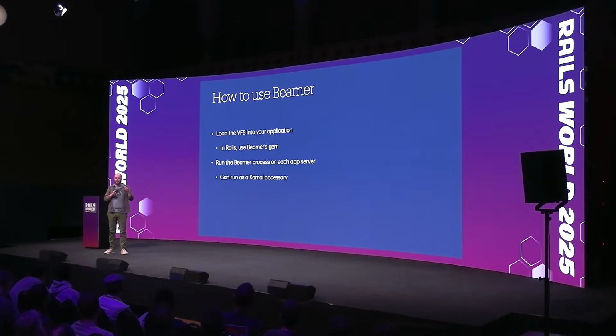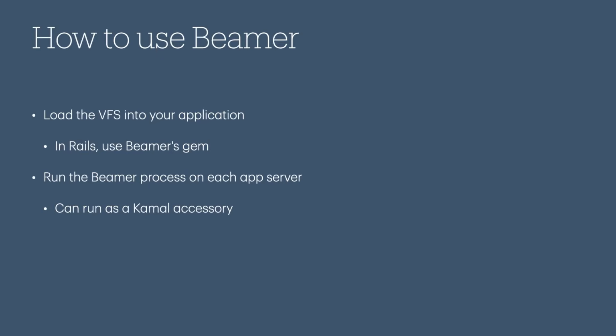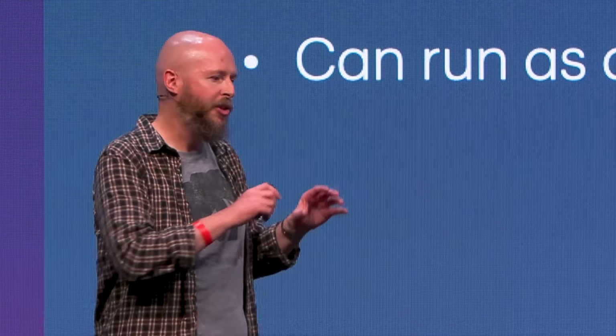Second part is that there's a Beamer process that runs on each app server. That process is responsible for things like the network traffic between the nodes and responding to commands that you run and so on. That's a Docker image, so you can just add that to your Kamal deployment as an accessory, and it will run on each of your app nodes. If you do these two things, then Beamer is available, and you can start replicating.